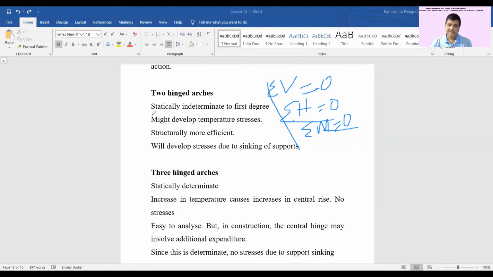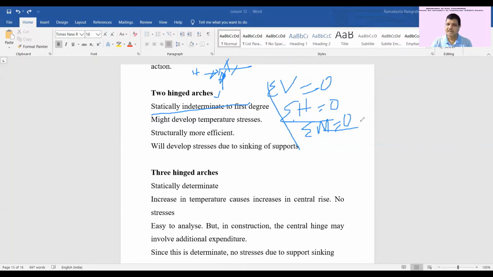Now, in the case of a two-hinged arch, as we have seen, there are 2 reactions at each end. A hinge means there will be a horizontal reaction and a vertical reaction at one end. So if it is a hinged support, there will be 2 reactions, one vertical and one horizontal. So at both ends there will be 4 reactions.